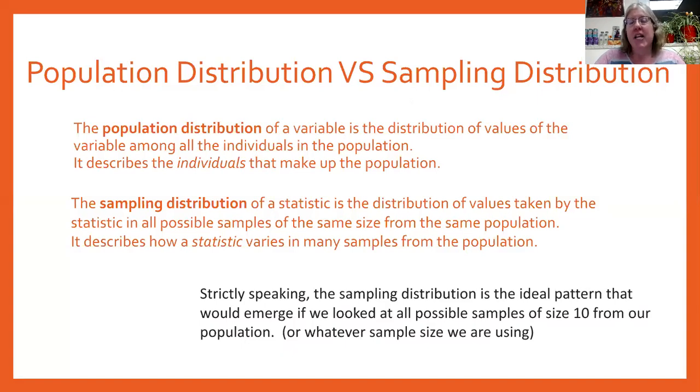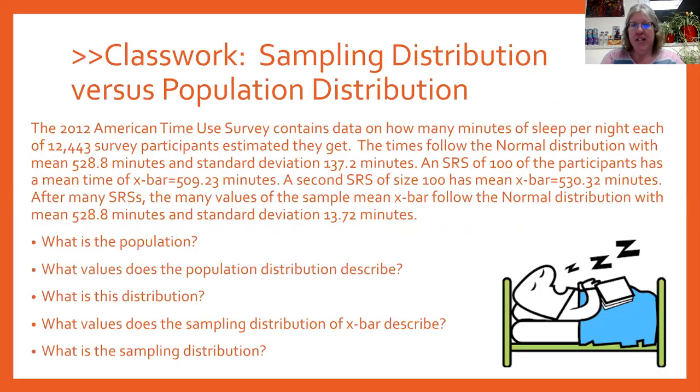So maybe we're interested in how our sample mean varies across all the different samples that we have. Our sampling distribution is concerned with how our statistic, the sample mean, varies across our samples, whereas a population distribution is how each individual person varies. Strictly speaking, the sampling distribution is the ideal pattern that we would get if we looked at every single possible sample of size 10 from our class, or whatever sample size you're using. So let's look at our classwork and make sure that we really understand this idea.